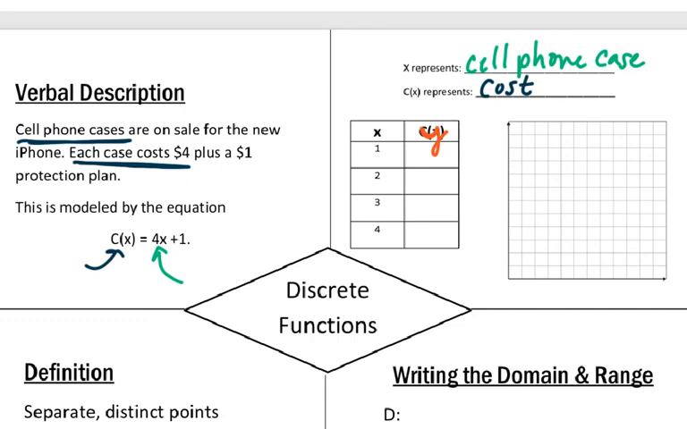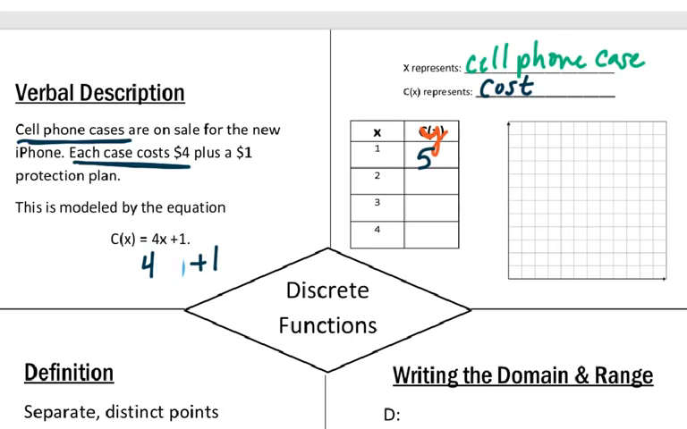So what we have here, the first question is, one cell phone case will cost how many dollars? So remember, x is cell phone, y is cost. So let's figure that out. If I go to my equation, it says 4 per case. My first x value is a 1 plus $1. So that means that 4 times 1 is 4 plus 1 is 5. Okay, so for one cell phone case, it's going to cost me $5.